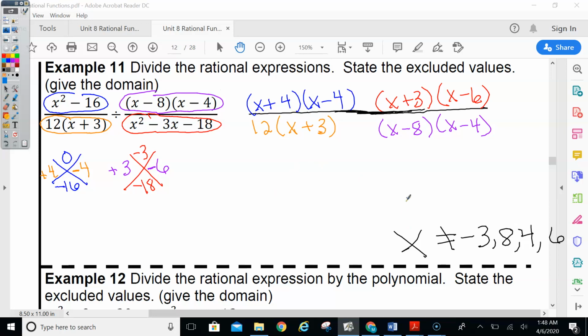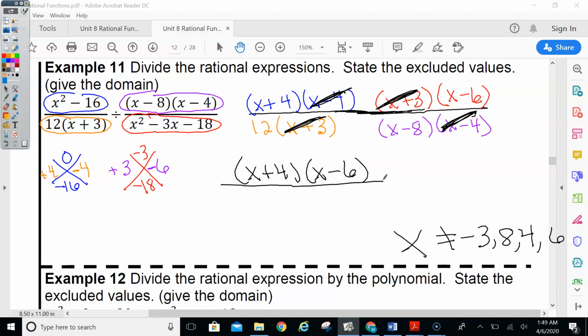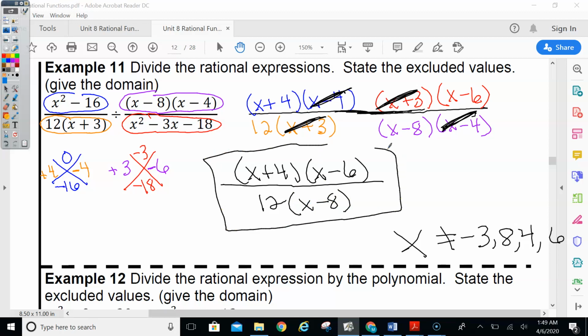Okay, so now we can cancel. +3 plus 3, -4 minus 4. Anything else? I think that's it. So the reduced form for this one is all the stuff that's left over. X plus 4, x minus 6, over 12 here, and an x minus 8 there. So you don't have to multiply it back out. Just leave all the binomials together.